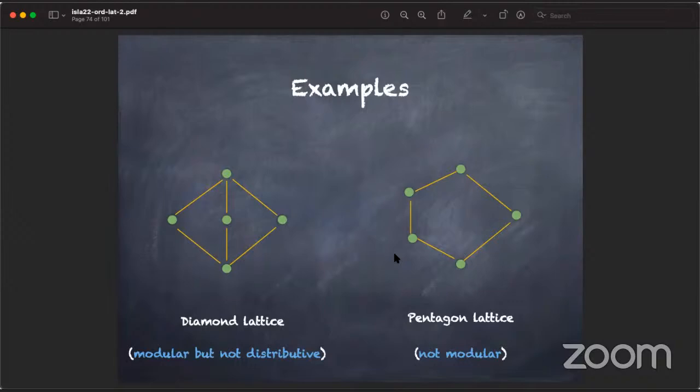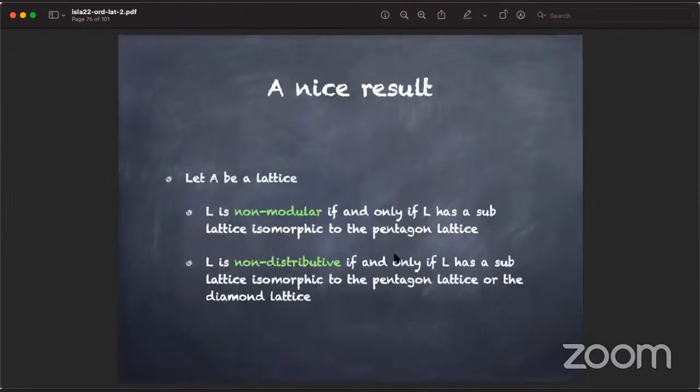So how do we check, given a lattice, whether it's distributive, modular, not distributive, or not modular? Do we do some ad hoc checking, which is really cumbersome, isn't it? Fortunately, we do have a very nice result. I won't ask you to try the proof of it because it's pretty non-trivial. So here is the nice result that I'm talking about.